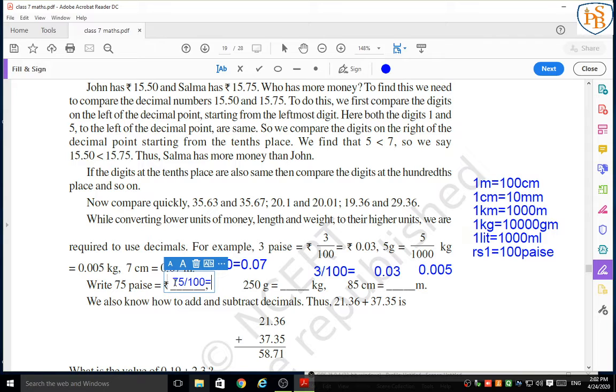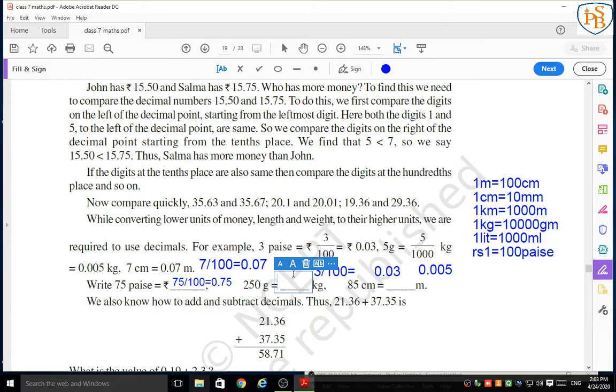Okay, I will write here 75 as well. Now at the denominator place there are 2 zeros, so after 2 digits we have to put here a point, and to complete this number I have to write here 0 point. Okay, now 0.75.